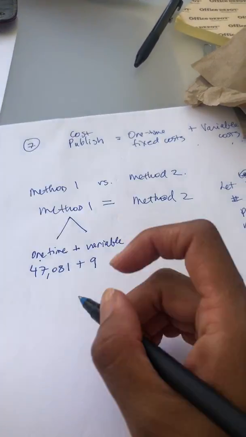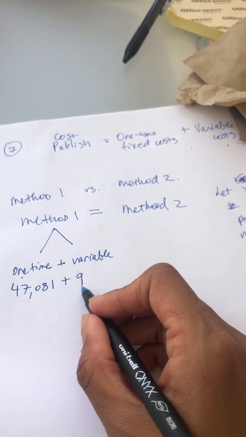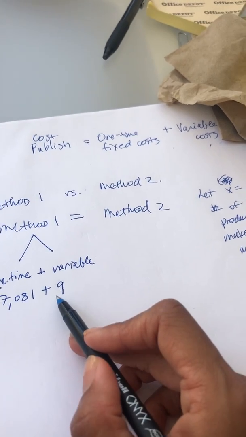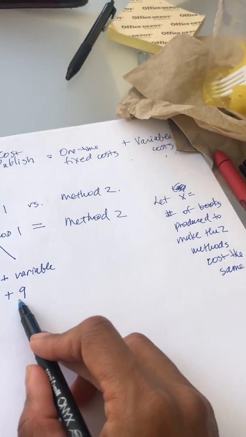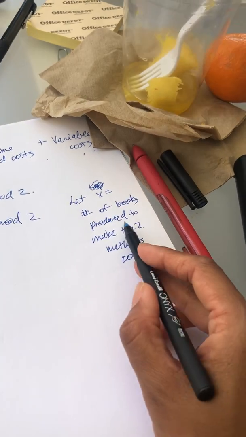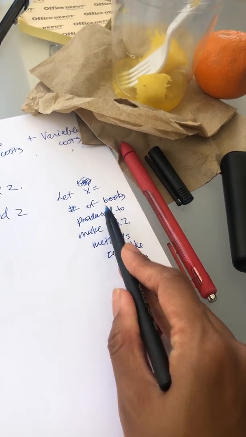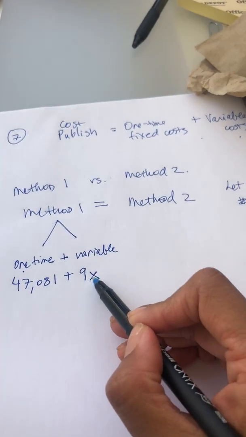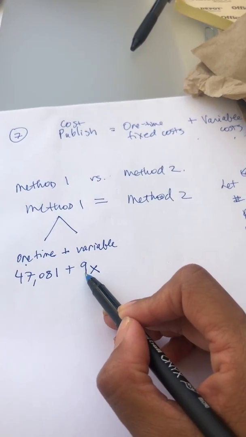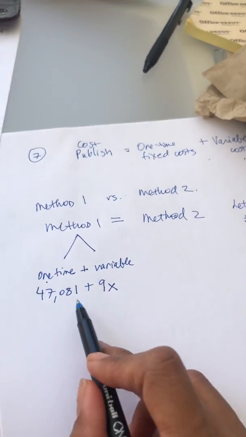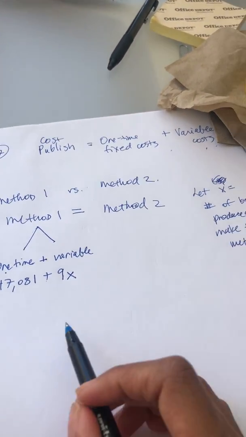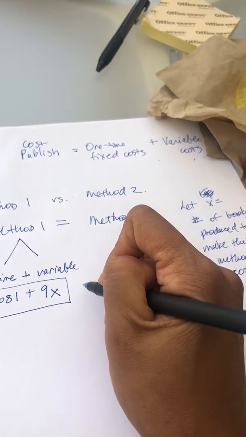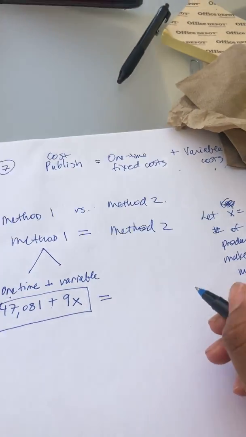So remember, whenever you have a rate, it's $9 per book. We don't know how many books he or she is producing, so we have to multiply it by the number of books that we want to produce, which is x, right? That's why we put this on the side. So 9 times x. However many books he produces, he has to multiply it by $9 per book to find out the variable cost, and you add that to the one-time cost. So this is method 1's cost, right? And we want to know, when will this equal method 2?